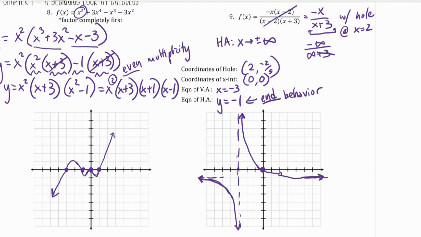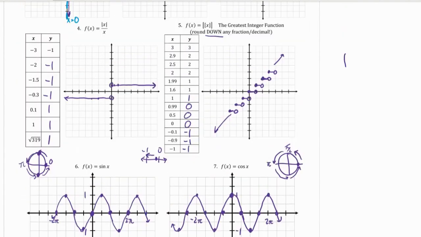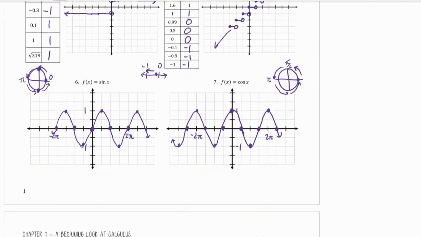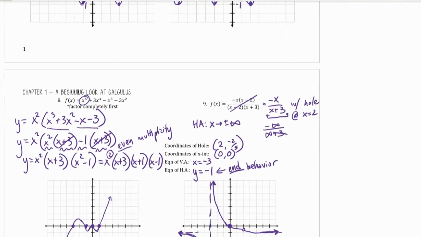All right, so that is the graphing that I expect you to come into this class generally knowing. Again, some of these you would not have had memorized or maybe have not seen before, and that's okay. Like the semicircle, absolute value of x over x, greatest integer function. It's okay if you haven't seen those before, but they will come up a lot this year. You should know some basic trig. You should know polynomials, and you should know rational functions.